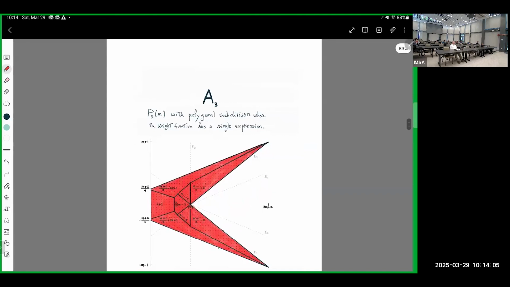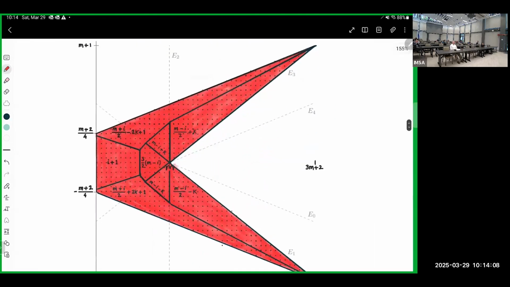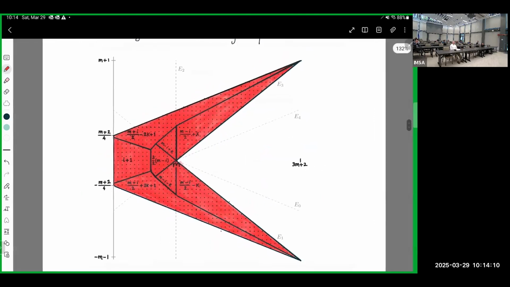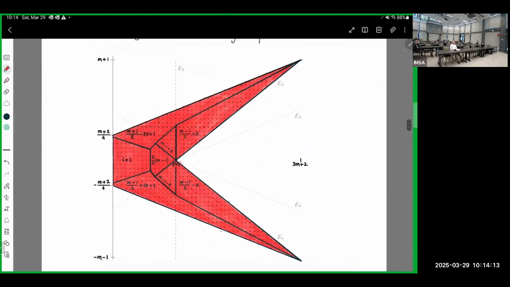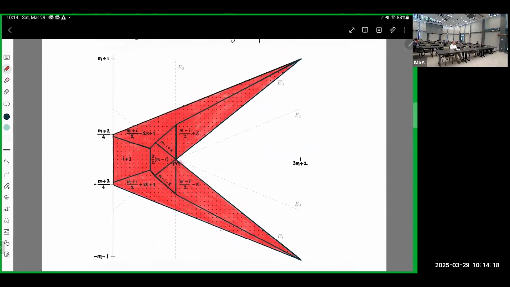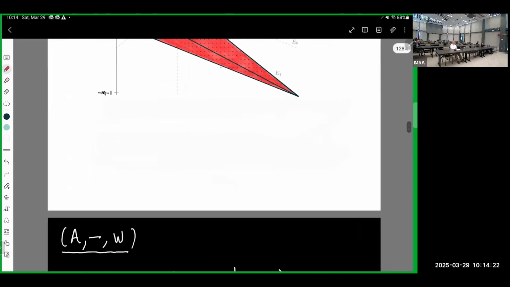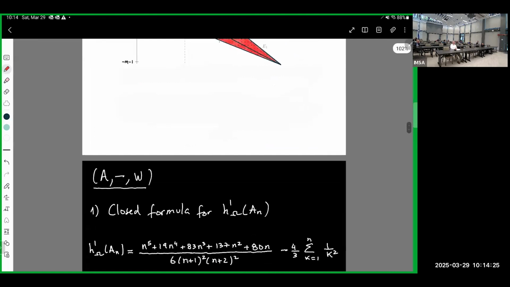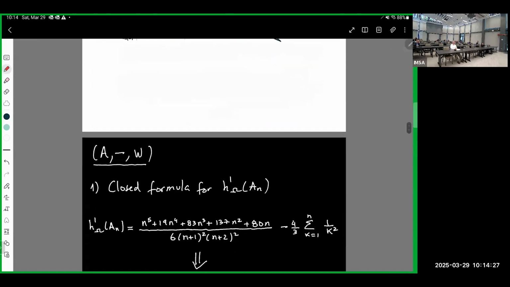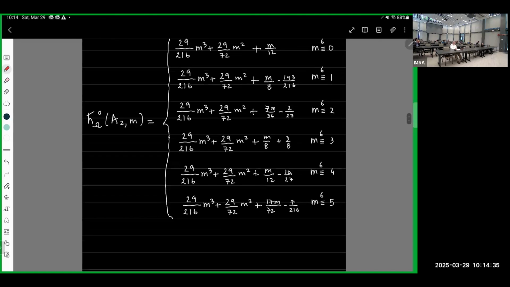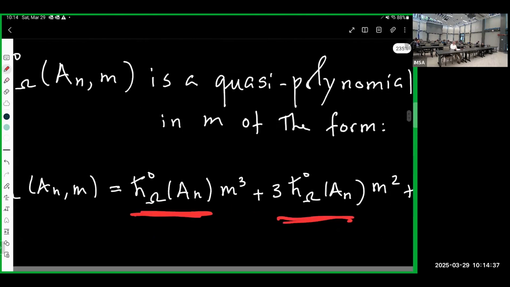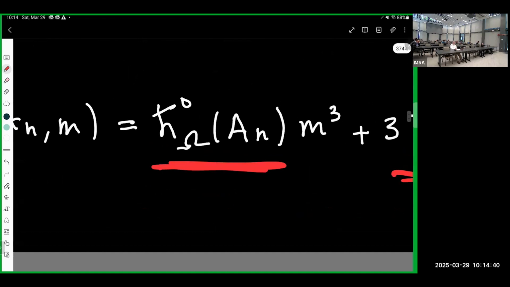Here I have the shape of the polygon for an A_m singularity. They look like this, and as m changes, this polygon remains the same shape. It's a dilation. But okay, the most important thing is, now let's go to what really matters. We are interested in the leading coefficient. So this is a quasi-polynomial, and I want to figure out what this guy is.